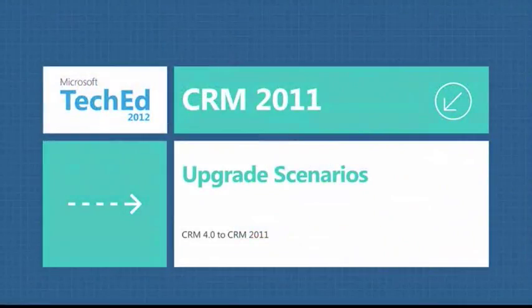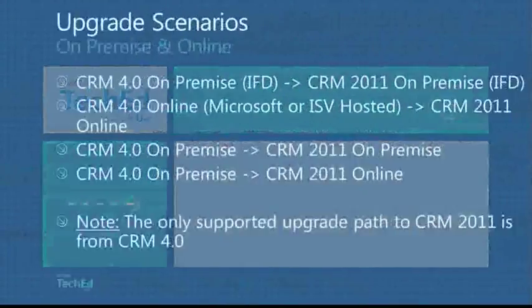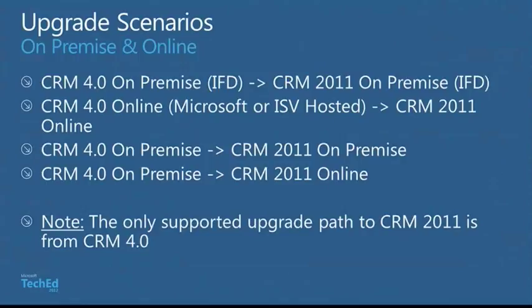So what I'll do is take you through the different upgrade scenarios that are available for both on-premise and online. If you've got CRM 4 on-premise, which is the internet-facing deployment version, you've got the ability to stay on-premise and go internet-facing deployment with 2011. If you're using CRM 4 online via Microsoft, or an ISV hosts it for you, you've got the ability to shift on to CRM 2011 online for that scenario.